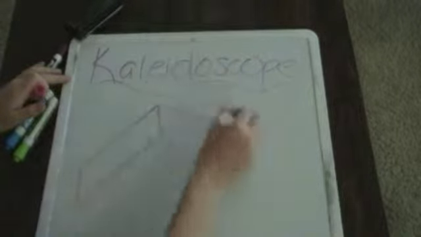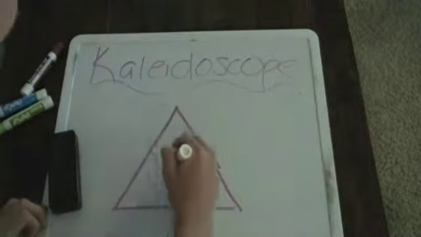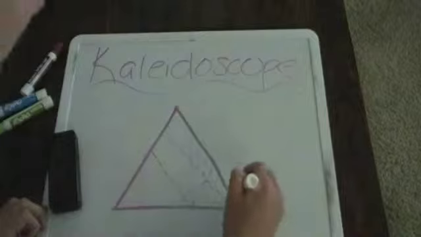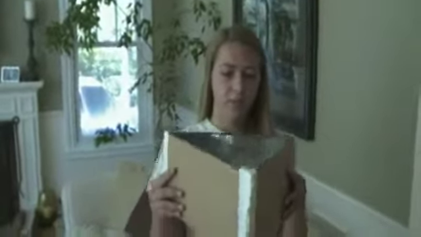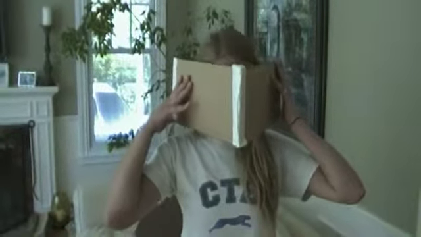Lastly, we made a kaleidoscope, which looks like this. What I'm holding here is a kaleidoscope, which has mirrors on all 3 walls. When I put it on, I will be able to see myself many, many times. Wow, this is amazing!